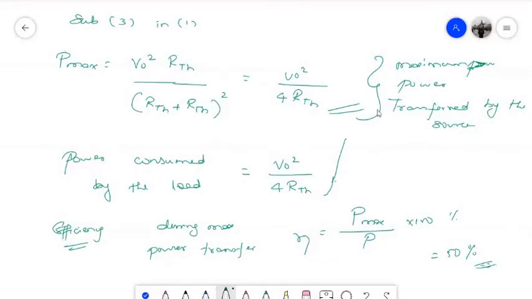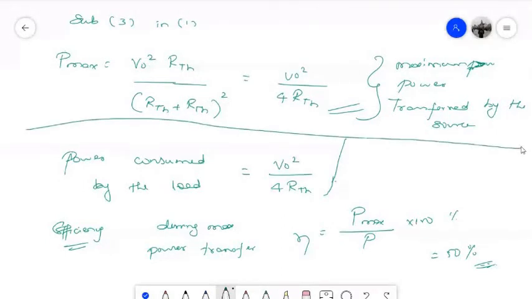But till this part it is required for you to solve problems. And this part will be for your further study, maybe when you study about power transmission and all that. So these concepts are required.